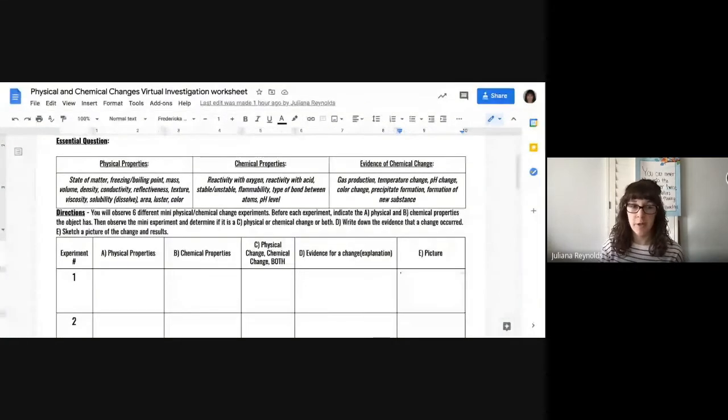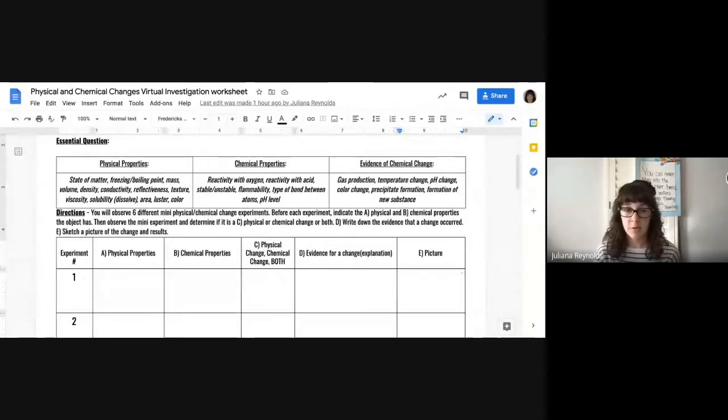Underneath physical properties, I've listed a few common examples of physical properties. These aren't all physical properties. These are just some common ones that you may want to include in your investigation today. The physical properties include states of matter, freezing or boiling point, mass, volume, density, conductivity, reflectiveness, texture, viscosity, solubility, dissolve, area, luster, and color.